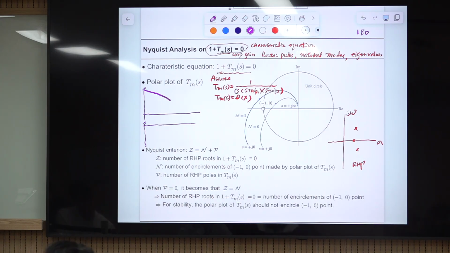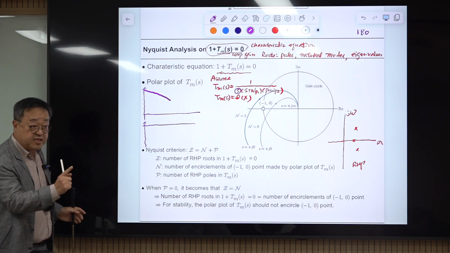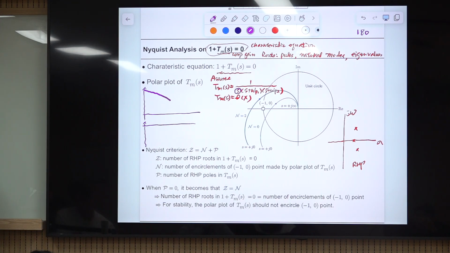Why we need the integrator? Because of DC regulation. For DC regulation, we need this in the loop gain S. Otherwise, we cannot regulate the output at a fixed value. So this is necessary.